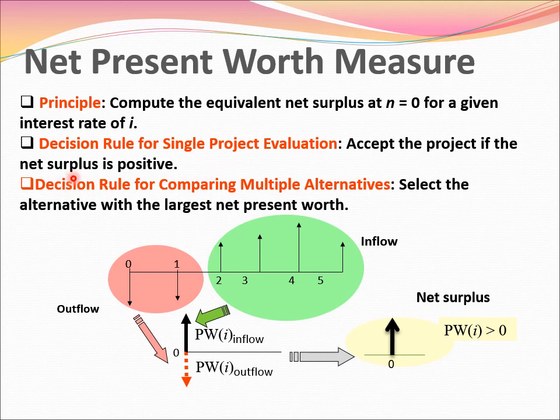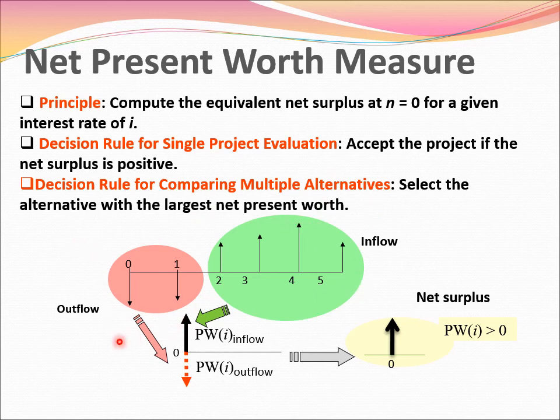Later on we will start comparing multiple alternatives in the following chapters. If we compare multiple alternatives using the net present worth measure, we will select the project alternative with the largest net present worth.